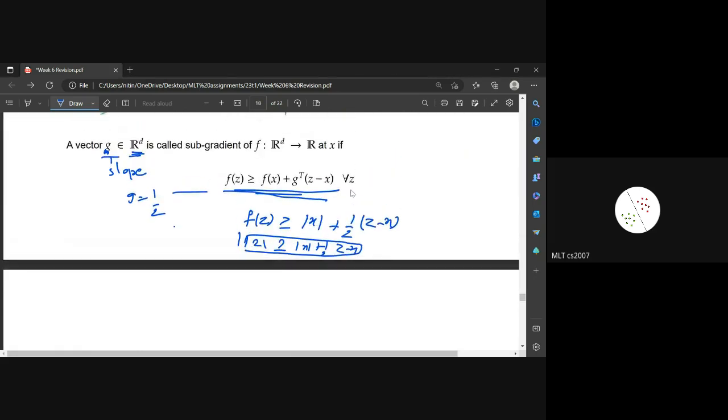So that's all about ridge regression and Lasso regression. If you have any doubt, you can ask. Otherwise, we can discuss how you find this lambda, which is the hyperparameter.